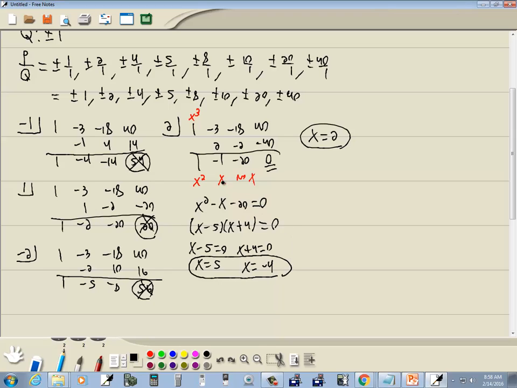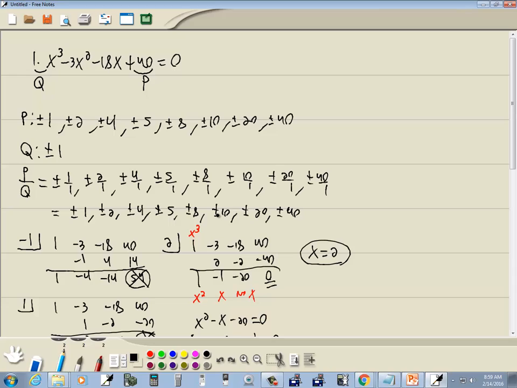Now your largest power tells you how many answers you're going to have. So the degree, which was 3, tells us we're going to have 3 answers. They could all be the same, or you could have imaginary ones, but you're going to have 3 answers. Okay, let me clean up this page, and we'll look at another one.